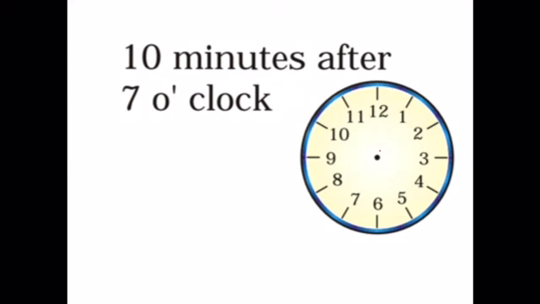We are going to represent 10 minutes after 7 o'clock. So after 7 o'clock, the short hand should be after 7, that is in between 7 and 8, and you count 10 minutes. Nobody will go wrong because Sazia went wrong, right? So the long hand should point exactly at 2. So it is 10 minutes after 7 o'clock.